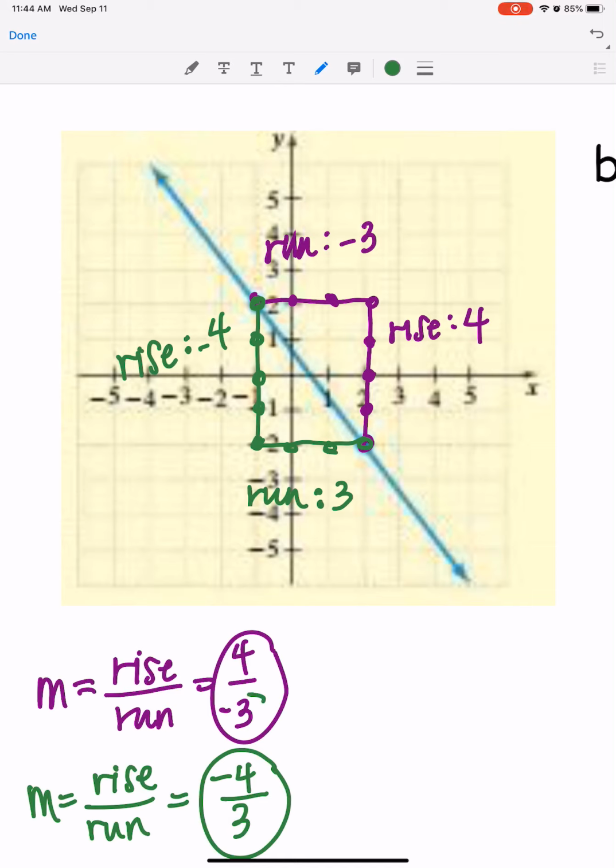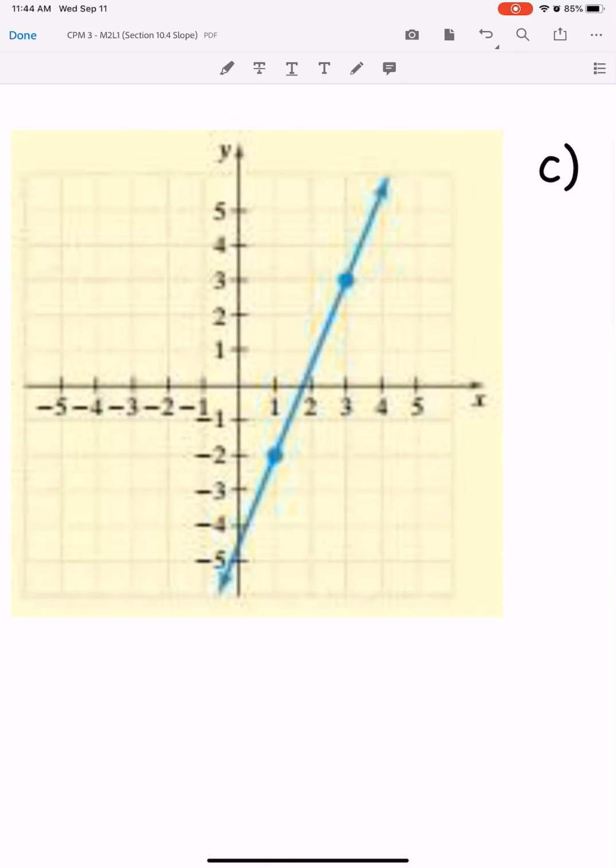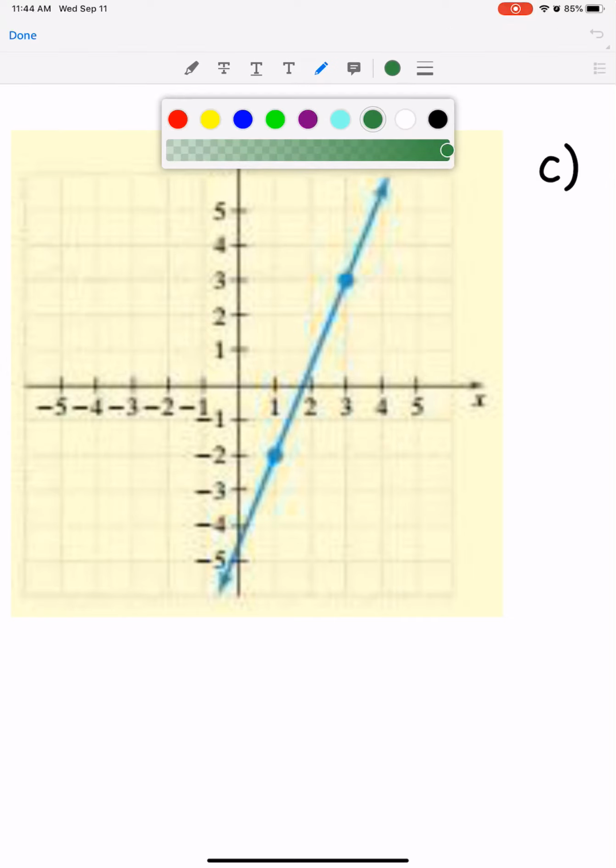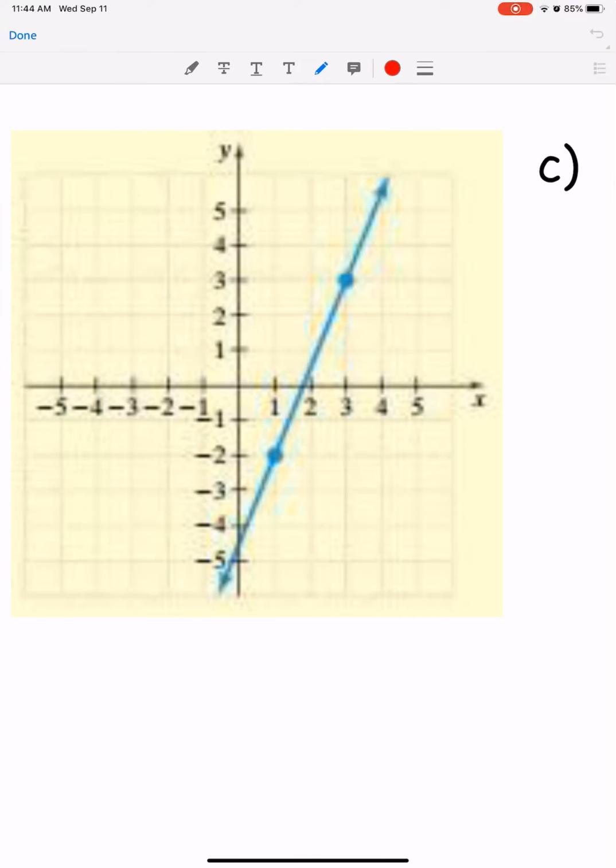It's just, is it going to be negative in the bottom or negative in the top? But it doesn't matter where that negative goes. These are the exact same answer. Okay, so it doesn't matter what direction you go in. On B, we're going from this point. We need to count our rise to our run.